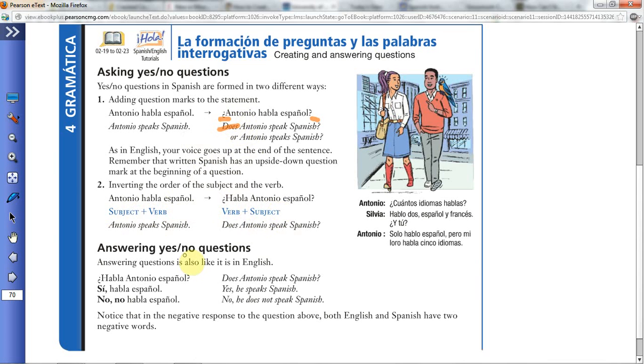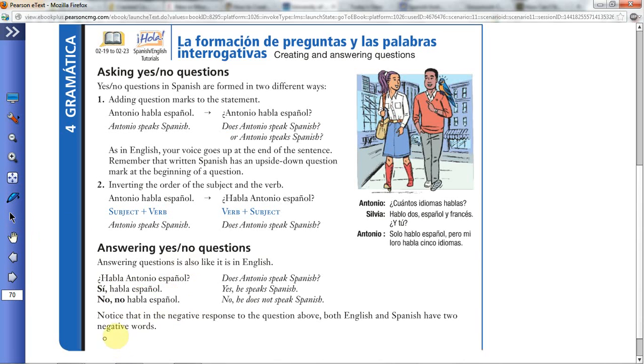Now, answering yes-no questions. ¿Habla Antonio español? Sí, habla español. No, no habla español. So, if you had just said yes or no, it would be possible to just take all of that out. ¿Habla Antonio español? Sí. ¿Habla Antonio español? No. And that's it. Okay?